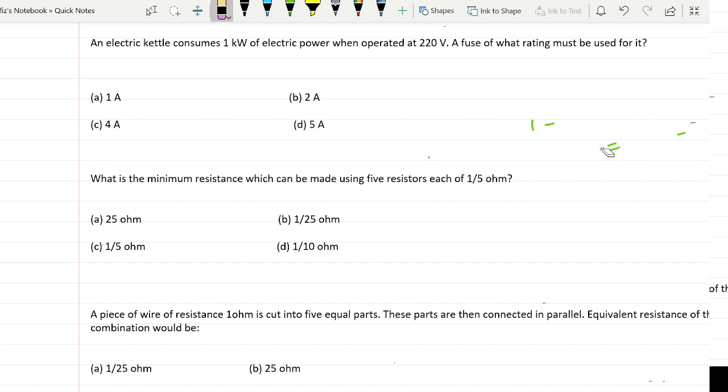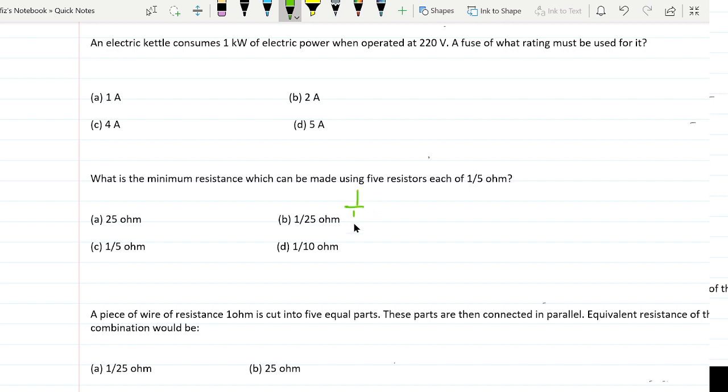The next question you can read out here. What is the minimum resistance which can be made using 5 resistors each of 1 by 5 ohm? Hope everybody knows that to obtain the minimum resistance using a different number of resistors, they all should be connected in parallel. Then only the minimum resistance can be obtained. To obtain the maximum resistance, they should be connected in series.